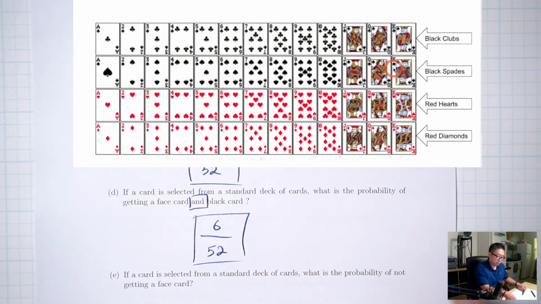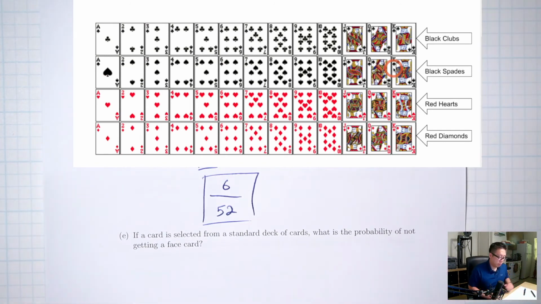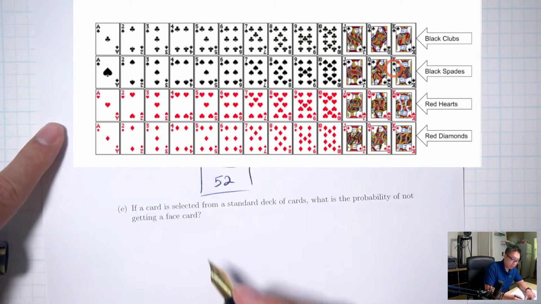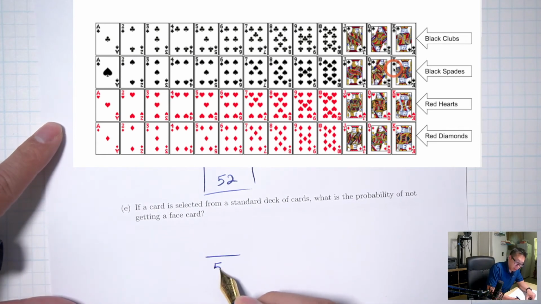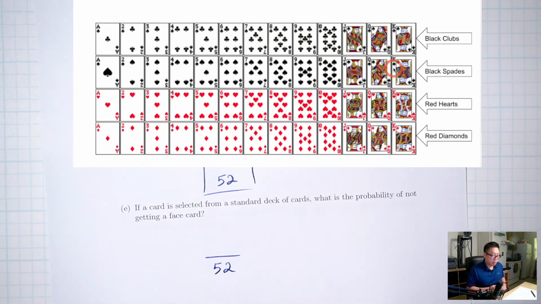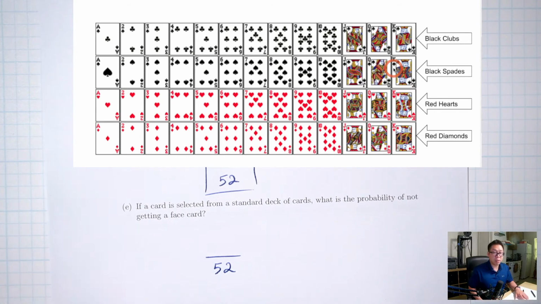Part E. If a card is selected from a standard deck of cards, what's the probability of not getting a face card? Bottom is going to be 52 as usual. Okay, not face cards. So how many not face cards? Not face cards would be 1 through 10 in each suit, so 1 through 10 on all the rows. 1 through 10 times 4, 40.